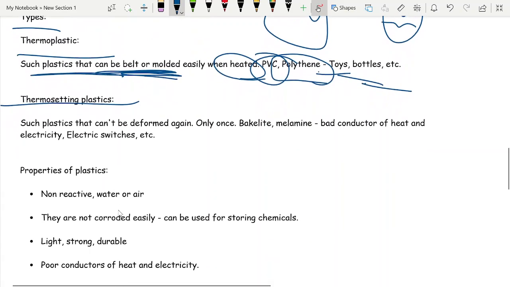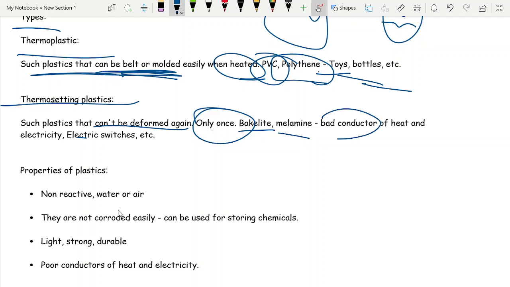Thermosetting plastics. Such plastics can't be deformed again. So once they're formed, they can't be deformed on heating. Only once. Alright? Examples can be bakelite and melamine. Now, melamine and bakelite, basically thermosetting plastics, are bad conductors of heat and electricity. So that's why you use them for electric switches, etc.